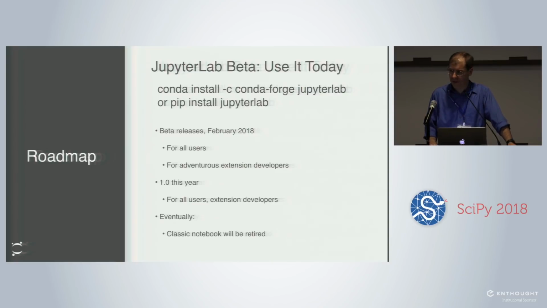What we're saying is this is now ready for users to use. You can imagine it as user 1.0. Use it in your day-to-day work. We've been using it for a long time. We're still stabilizing the extension API, so we called it beta. We'd say it's for all users, but for adventurous extension developers, and we'll talk a lot about extension development later today. The plan is for 1.0, a stable API for extension developers, this year, and eventually the classic notebook will be retired and replaced with JupyterLab.